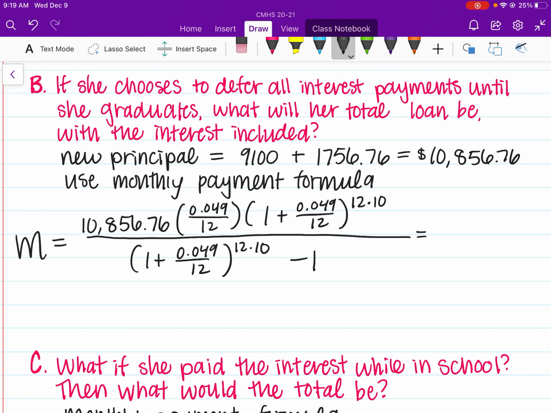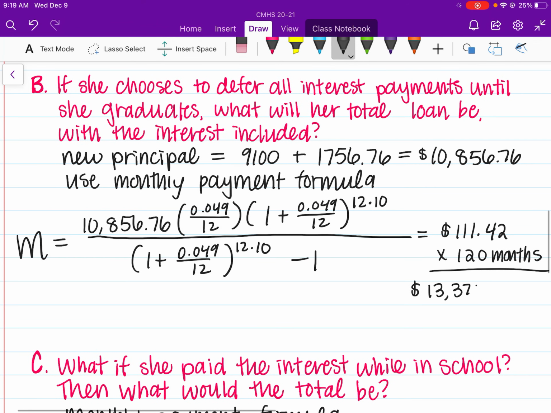So with this, the interest added up to the old principal, we used that, and the monthly payment is $111.42. Now, this is what she's going to have to pay for 1 month. However, her loan is 10 years long. So if there's 12 months in a year and 10 years, that would be 120 months. I did 12 times 10. So times 120 months is 13,000.